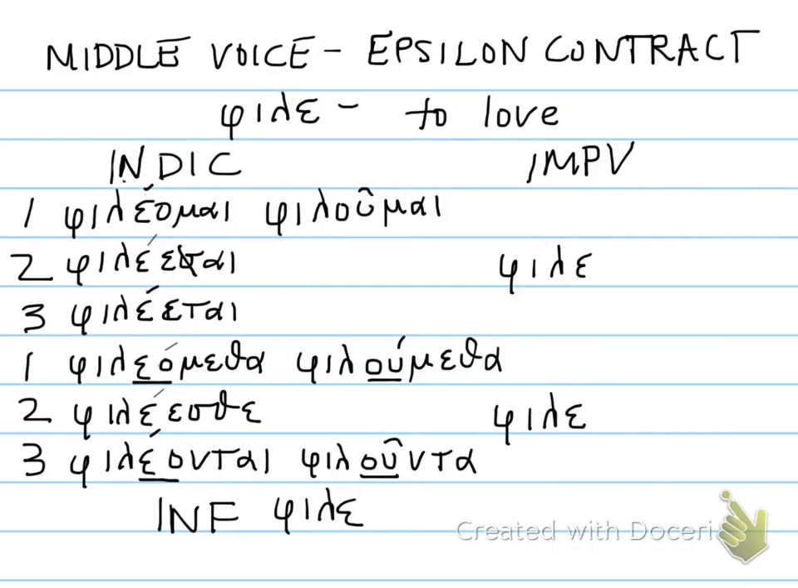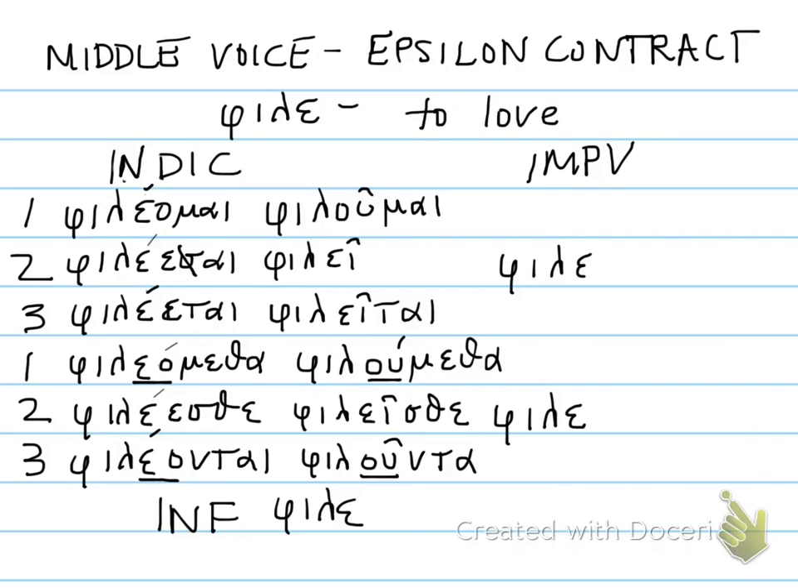Other contraction rules that you already know: epsilon plus epsilon results in epsilon iota, as in the third singular, phileitai, and the second plural, phileisthe. The new one is the second person singular. Now that the intervocalic sigma has dropped out, we have epsilon, epsilon, alpha, iota, which contracts to either philei or phileia with an eta.